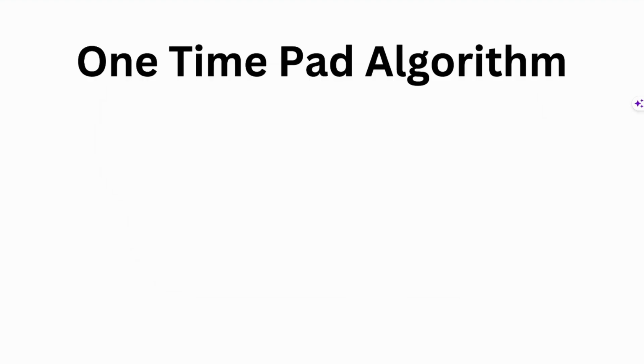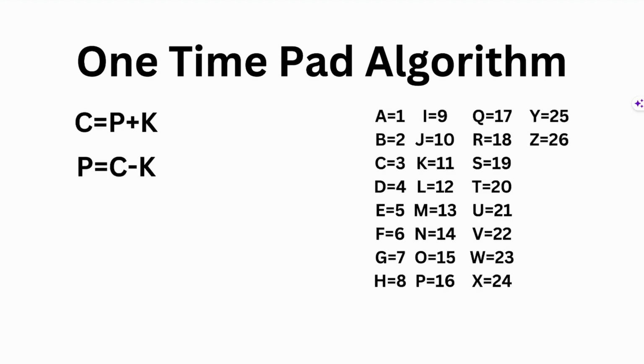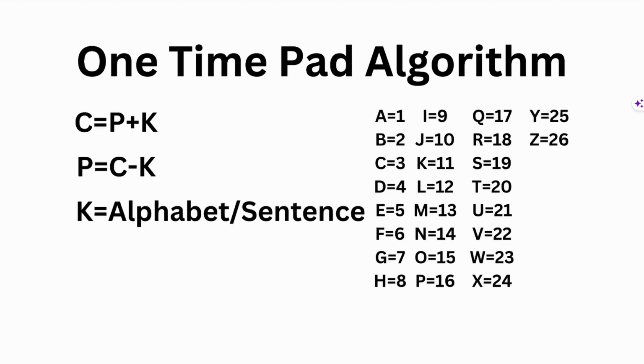So let's begin. To understand the one-time pad algorithm, you need four things, as in my previous video. Two are equations, one is the sequence of A to Z, and the fourth one is the key value. So what is C equal to P plus K? If you watched my previous video, then you understand it, because I don't explain it here.